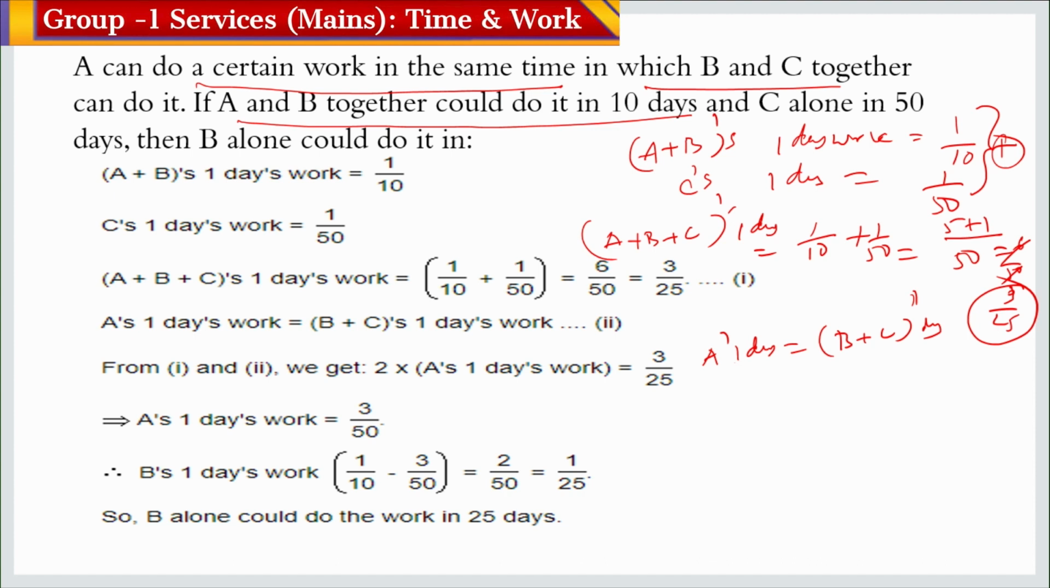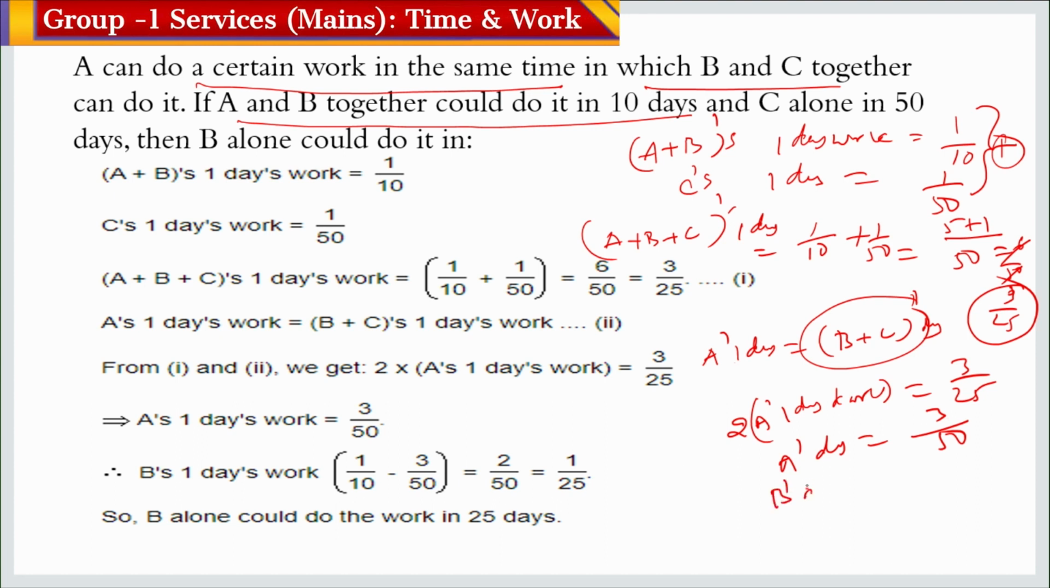So, then in place of B plus C, you can say A, means A plus A, 2A, means 2 times A's 1 day work is equal to 3 by 25. So A's 1 day work is how much? 3 by 25 into 1 by 2, 3 by 50. A's 1 day work is 3 by 50, and A plus B's 1 day work is 1 by 10.